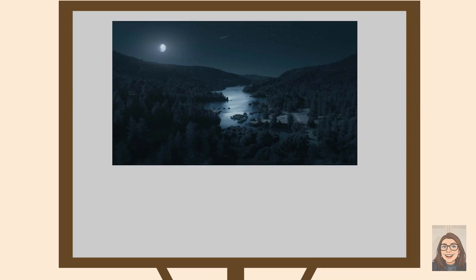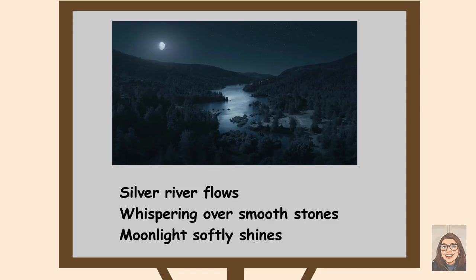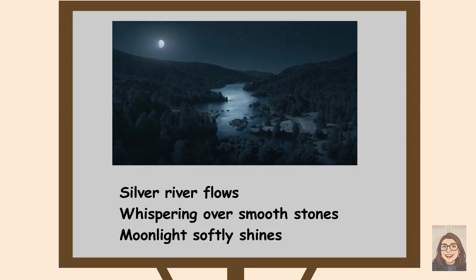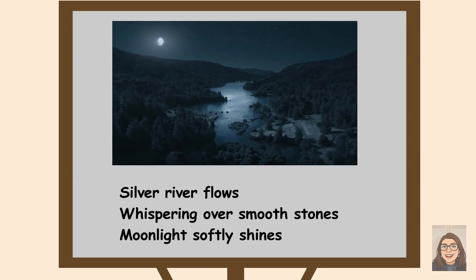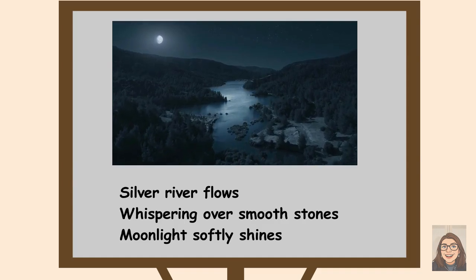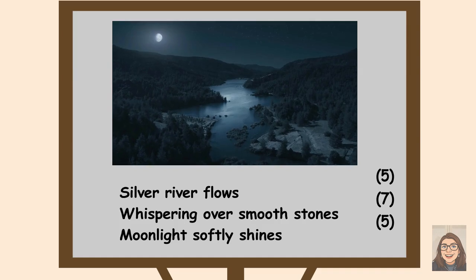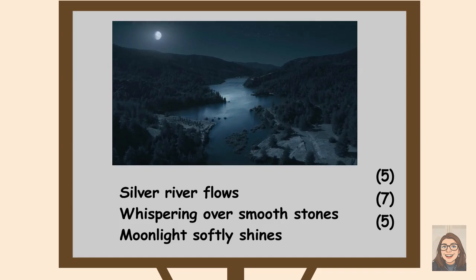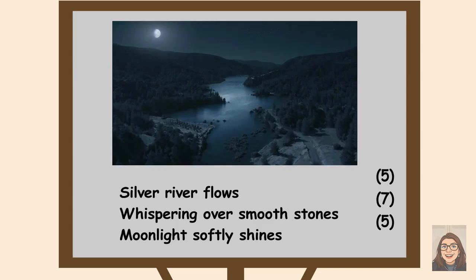Here is an example of a haiku about a river. Silver river flows, whispering over smooth stones. Moonlight softly shines. Notice the 5-7-5 syllable pattern. Each word has been carefully chosen to create a clear picture.